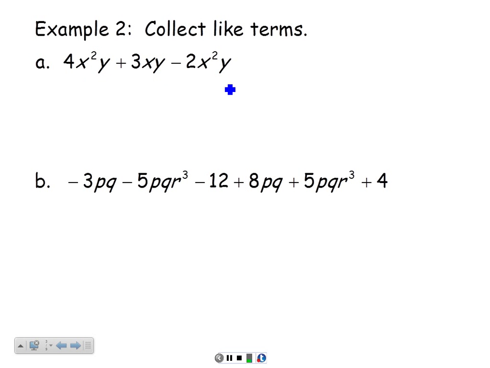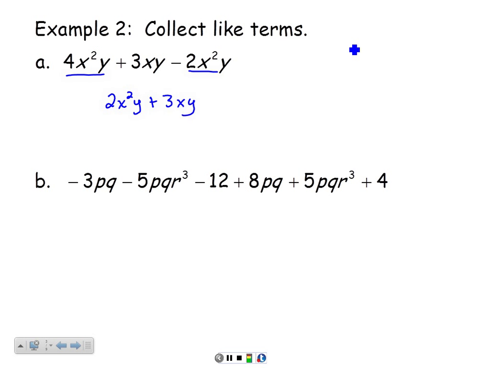And so our like terms are going to be the 4x squared y and the -2x squared y. Those are the ones that we're going to put together. So we have 4x squared y and -2x squared y, which is going to give us 2x squared y. Remember, when you're combining like terms, when you're adding and subtracting, the exponents stay the same. Only when you get into multiplying do the exponents change. And then we're just going to bring down that 3xy.